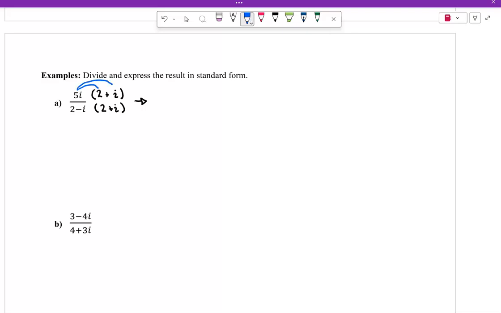5i times this gives us 10i plus 5i squared. Now I'm going to have to do this a little backwards because I can't go down. This is a negative 1 times a 5, which means this is a negative 5. So I'm actually going to come over here and rewrite this. This is 10i minus 5. We'll do it like that.